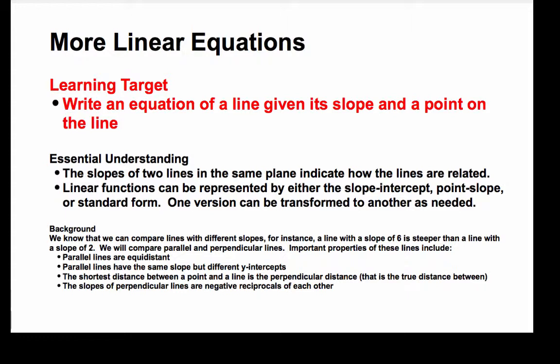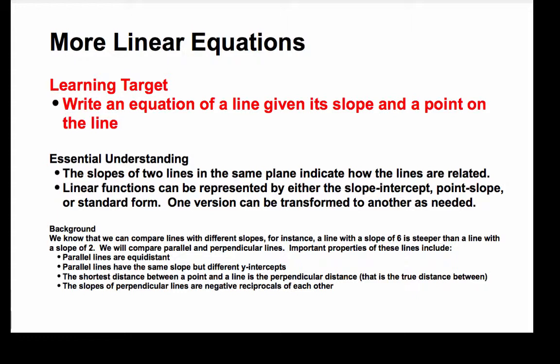Some background knowledge that we need for this lesson. We know that we can compare lines with different slopes. For instance, a line with a slope of 6 is steeper than a line with a slope of 2. We will compare parallel and perpendicular lines. Important properties of these lines include parallel lines are equidistant from each other. Parallel lines have the same slope but different y-intercepts.